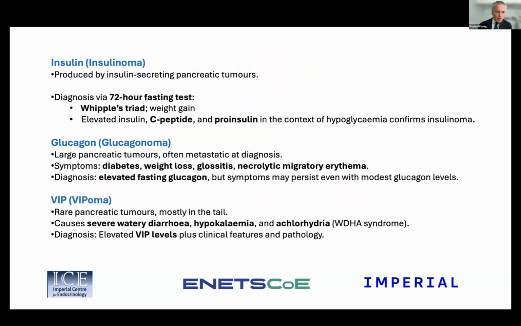VIPomas, VIP-producing neuroendocrine tumors, are rare pancreatic tumors and occur mostly in the tail of the pancreas. They cause severe watery diarrhea, hypokalemia, and achlorhydria, so the so-called WDHA syndrome, watery diarrhea, hypokalemia, achlorhydria syndrome. Diagnosis is made by elevated VIP levels plus the clinical features of really profound watery diarrhea.